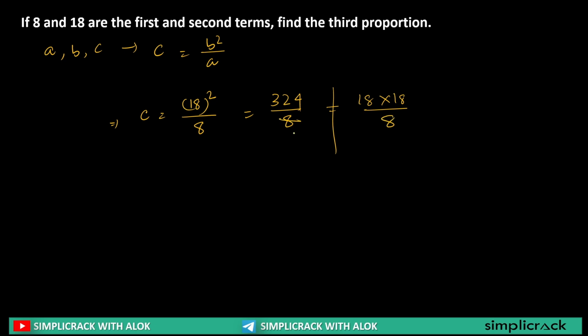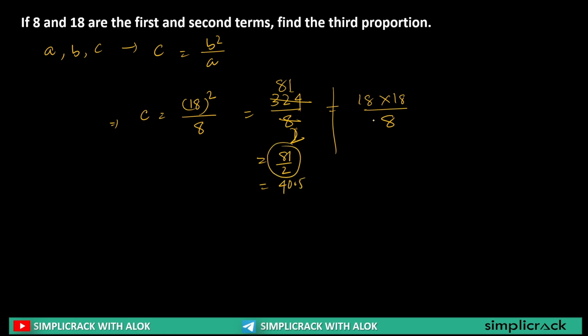Now, if I divide 8 by 4, I will get 2. If I divide this, I will get 4 8s are 32 and 4 1s are 4. So it is 81 by 2, or I can write 40.5. So C is 81 by 2.